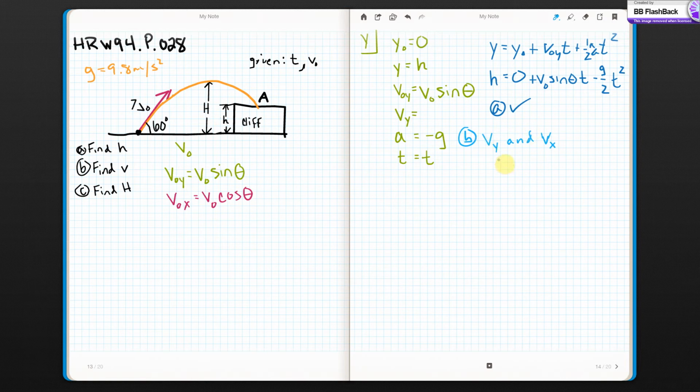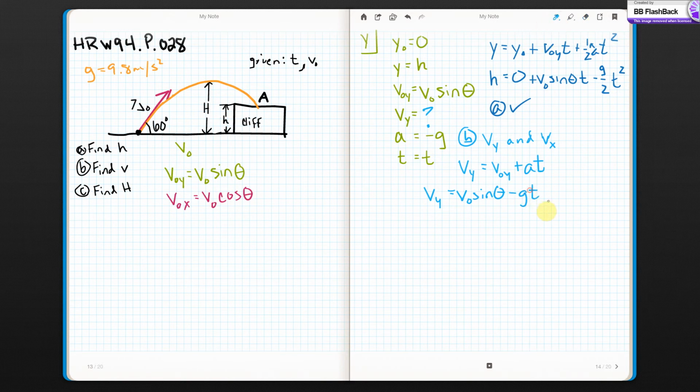That's not too bad. Vy is this one right here. I have all the same information. I just need to solve for Vy this time. And luckily, I have initial velocity, I have g, and I have t, so I can use the short equation. So vy equals v naught y plus acceleration times time. That's going to be vy equals v naught sine theta plus, well, actually minus gt, because a is negative g. So let me just change that.